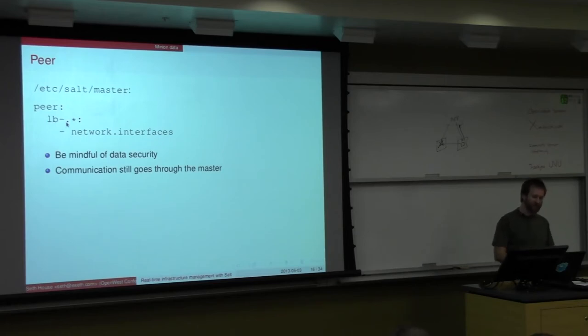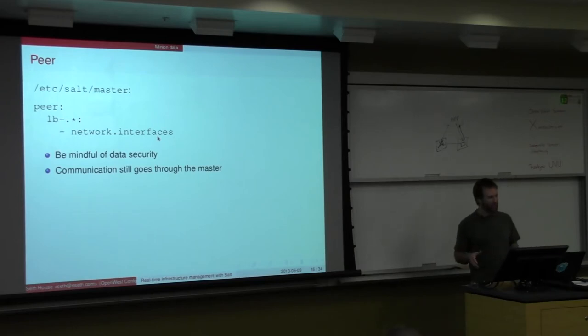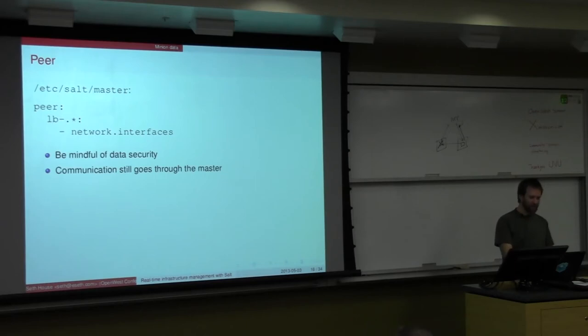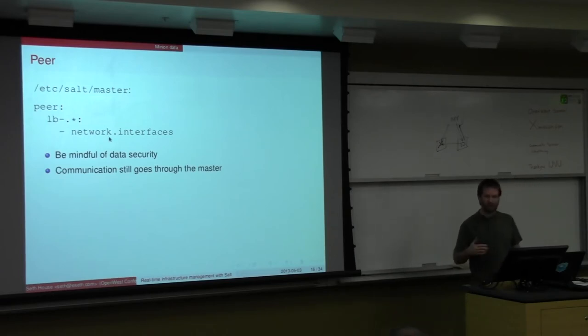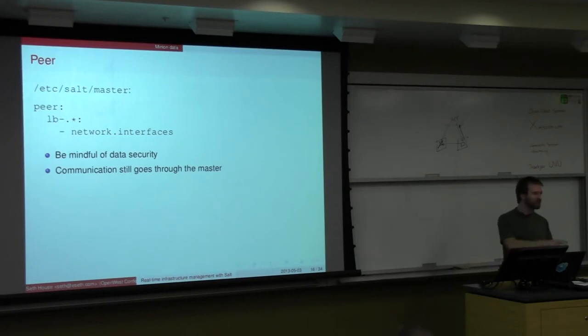So what you're doing here is you're saying anybody whose host name starts with LB, they can run the network.interfaces command. So from that minion, they can run this command and get the response back from all of the other minions. Now this is a regular expression, and so is this, so you can say all minions can run all things, you can say this minion can run all things, or you can say this very specific minion can run this very specific thing. And this is a list, so you can add multiple things there.